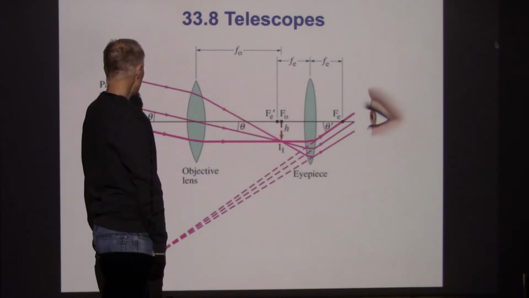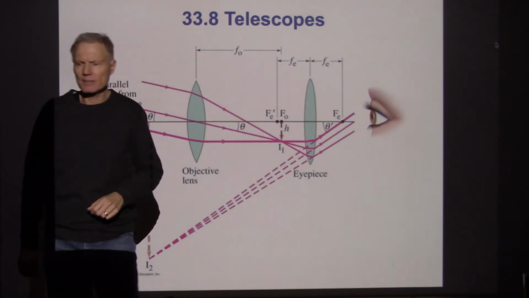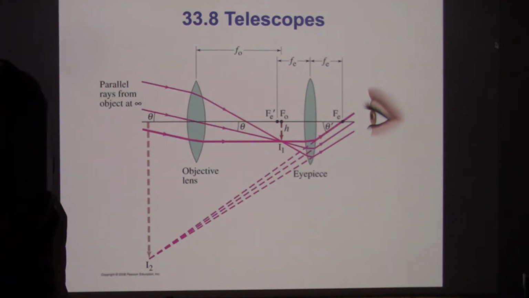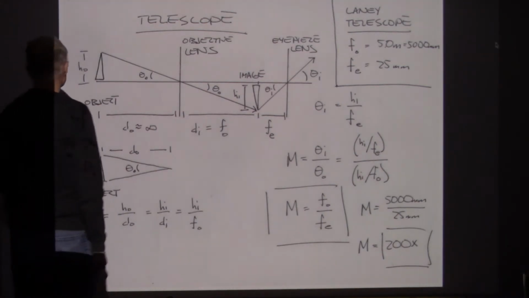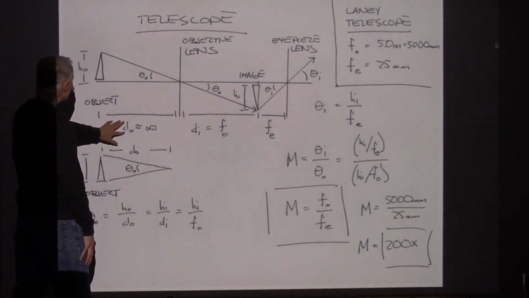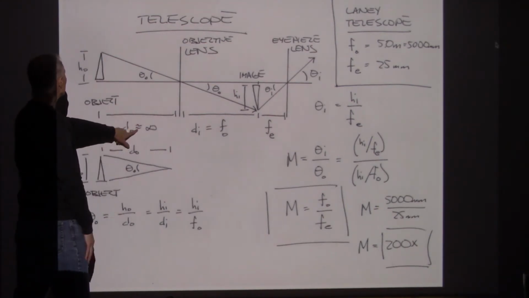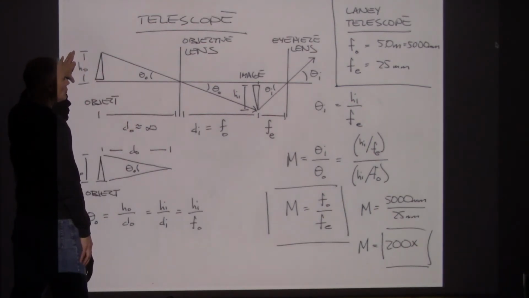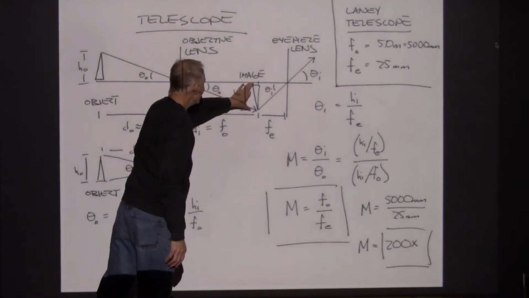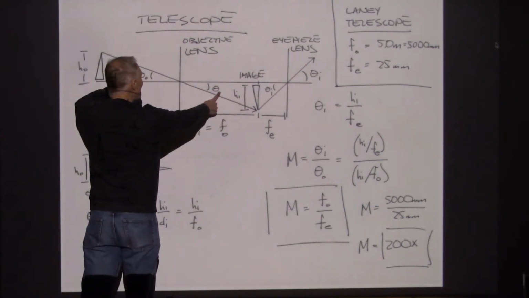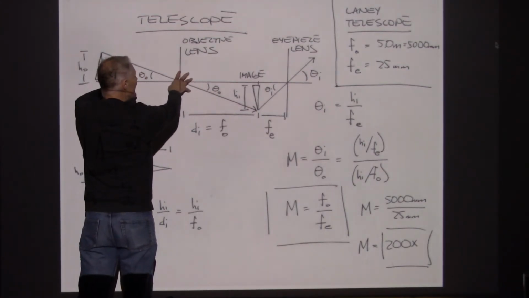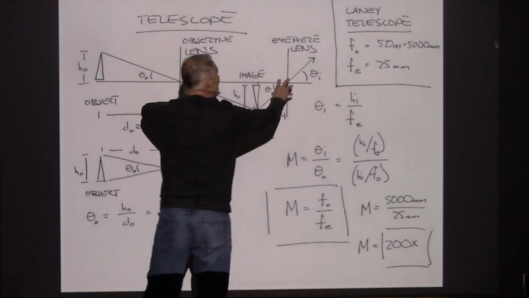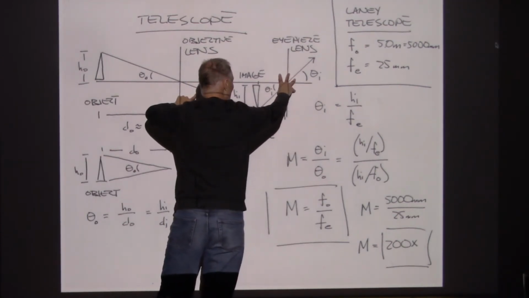Let's take a look and see. So here we go. This is a diagram of what's going on. This DO says approximately infinity. It's infinitely large. So this is HO, and this is HI. And so these are the angles: an angle for the objective lens, and then here is the angle for the eyepiece.